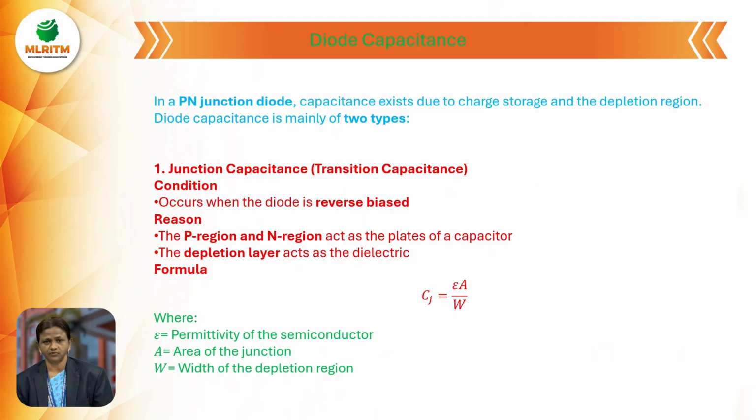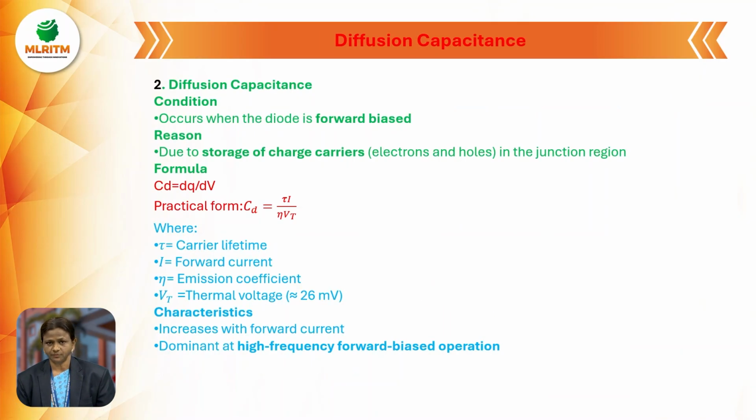Another formula is CD equal to tau I by eta Vt. How can you derive this tau I by eta Vt? CD, the diffusion capacitance, equal to tau I by eta Vt, where tau is nothing but carrier lifetime, I is nothing but the current passing through the diode, eta is nothing but the emission coefficient, and Vt is nothing but the voltage equivalent of temperature. This Vt value, the voltage equivalent of temperature, is 26 millivolts. Now how can you derive CD, the diffusion capacitance, equal to tau I by eta Vt?